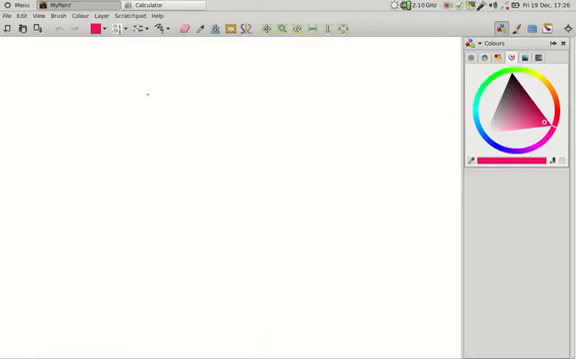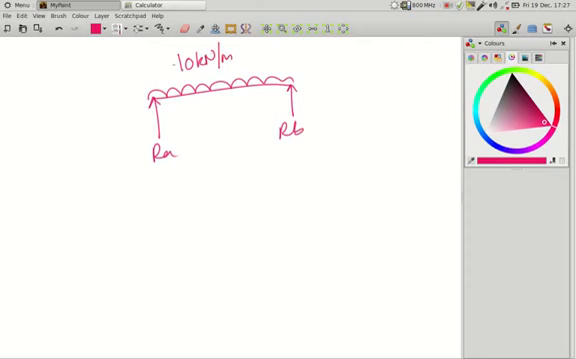Okay, let's look at working out reactions for a UDL. So there's a uniformly distributed load on top of this beam. That's reaction A, that's reaction B. And let's say this time that it's 10 kilonewtons for every metre of beam. That's the strength of the UDL. And we know that the distance between RA and RB, the span of the beam, is 4 metres.